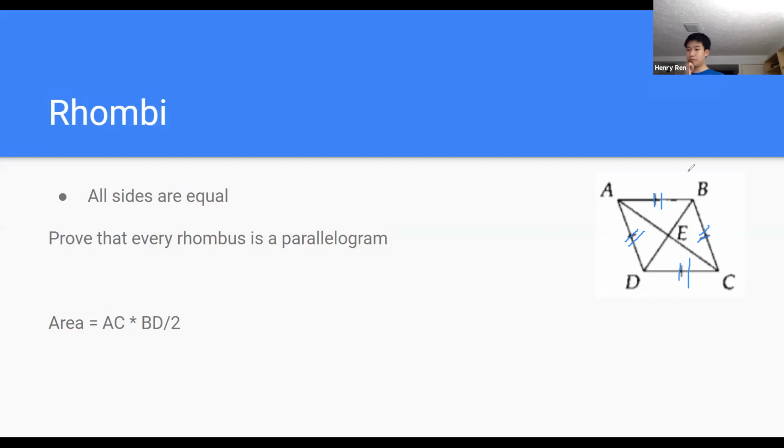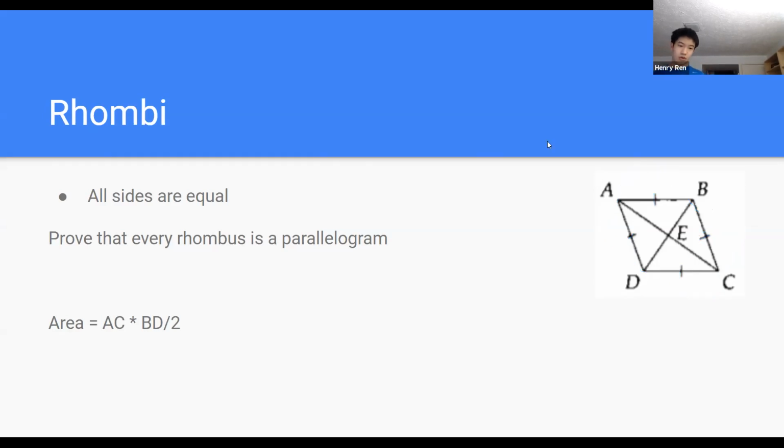Why is that? Or could we prove that the diagonals bisect each other? That's another way to do it. Tons of ways to do it, but we're running out of time. So let's talk about area. Area, you just multiply the two diagonals by each other and divide by 2. That sort of looks like a rectangle again, but you divide by 2 because you basically formed 4 mini triangles. The rhombus is formed by 4 mini triangles.